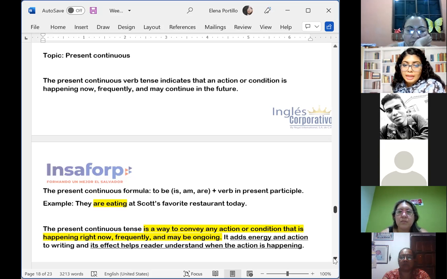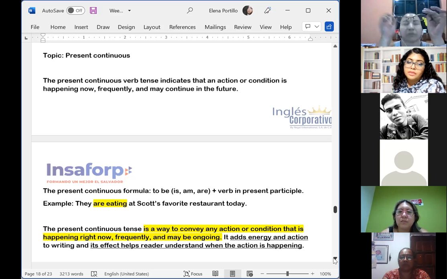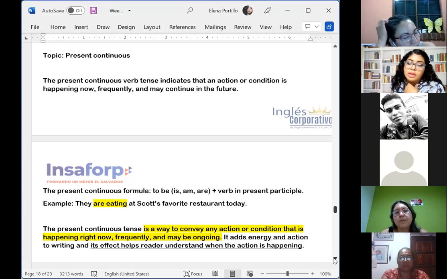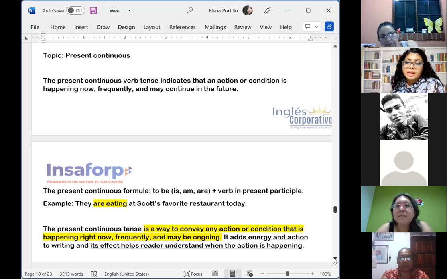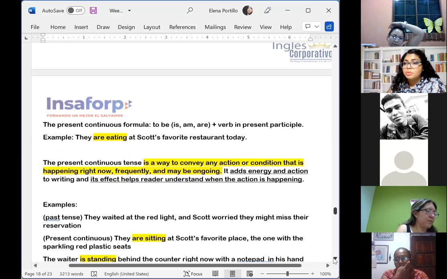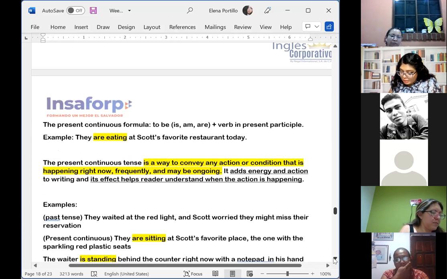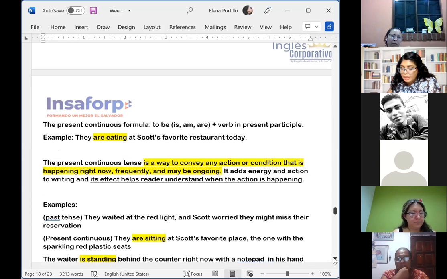Then we have, it adds energy and action to writing, and its effect helps the reader understand when the action is happening. So in that case, vamos a agregar energía a la acción de la escritura. En este caso estamos hablando de la escritura. And we are going to understand that the reader knows when the action is happening. And in this case, we were talking about something very important. En esta parte estábamos hablando que la persona tiene que saber cómo se lleva a cabo esta acción.